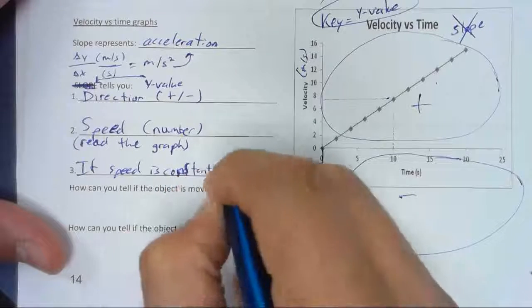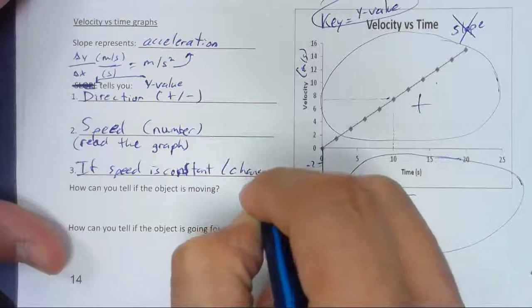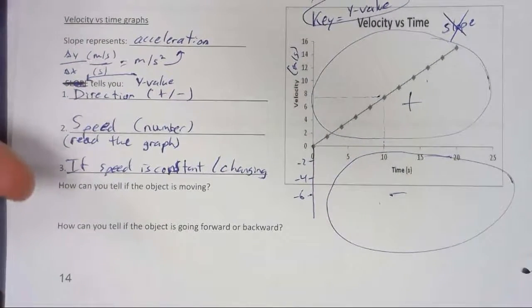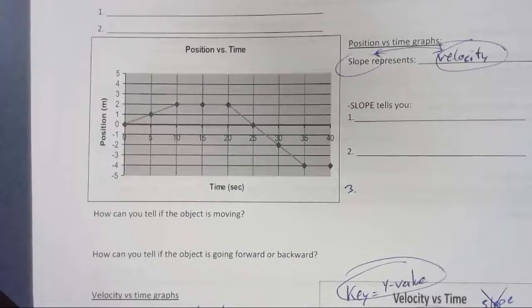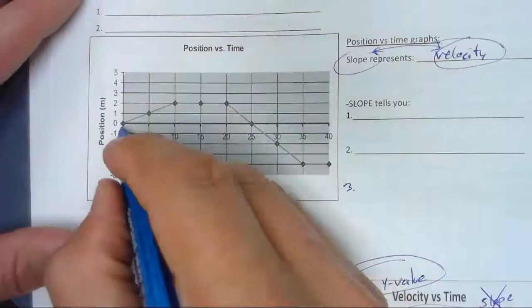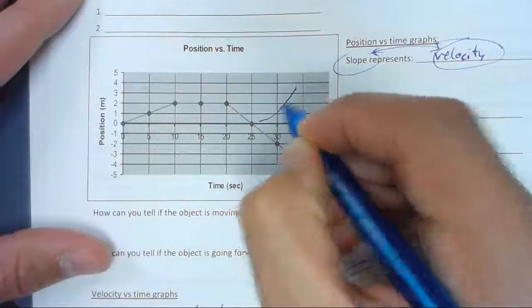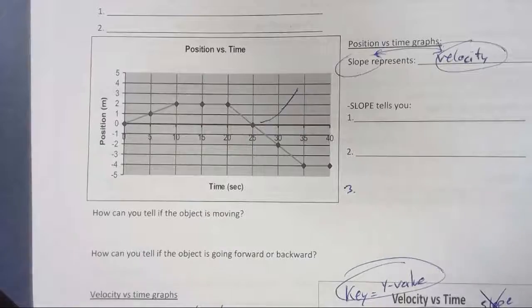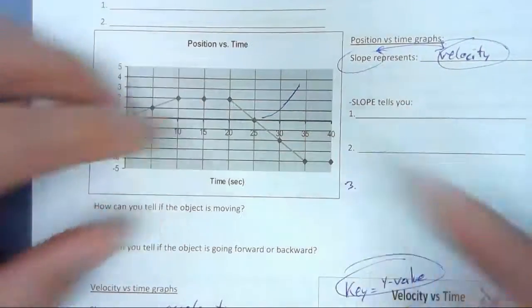Constant, sorry about my writing. We can tell if the speed is constant or if it's changing. Up here, we were looking at constant speed versus changing speed based on whether we had straight lines or curved lines. So straight lines, constant speed, curved lines, changing speed.